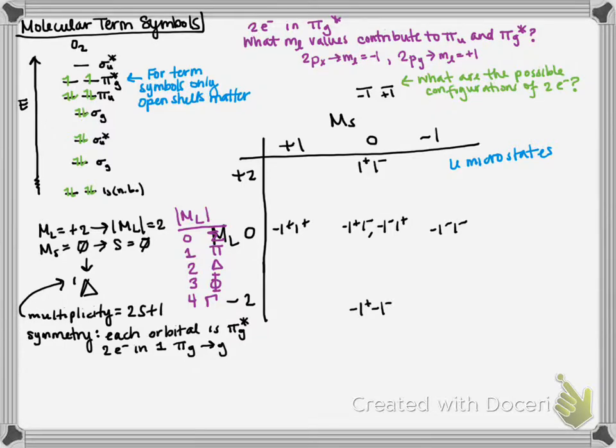And each of these pi orbitals is gerade. So we only have one orbital that we're using, it's gerade, so the symmetry designation here is gerade. So we'll put a subscripted g.